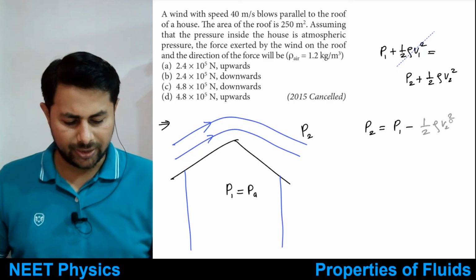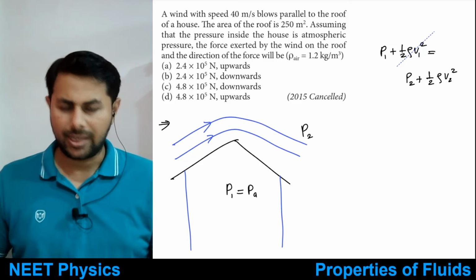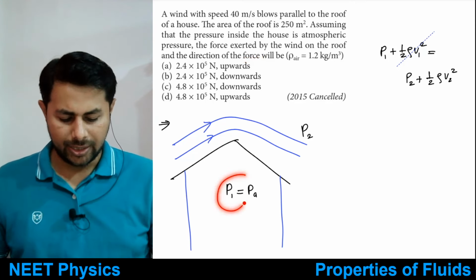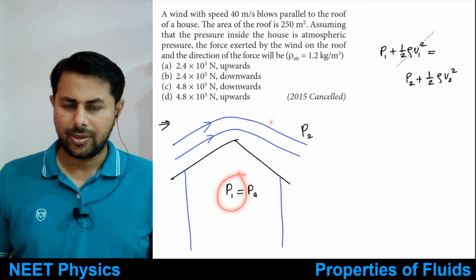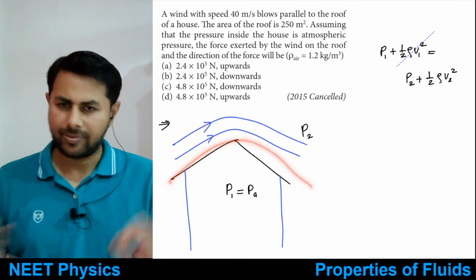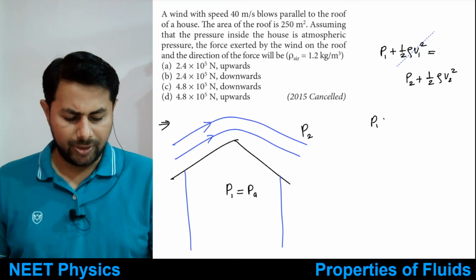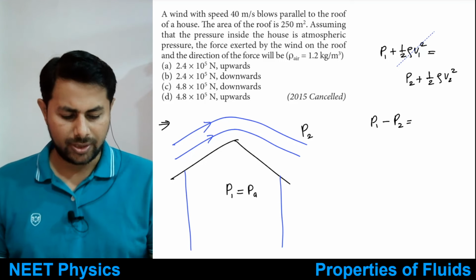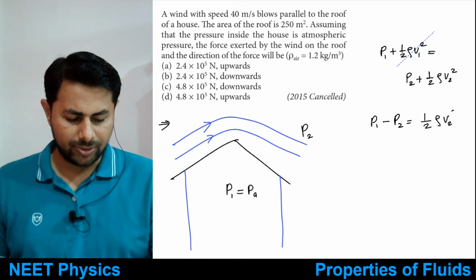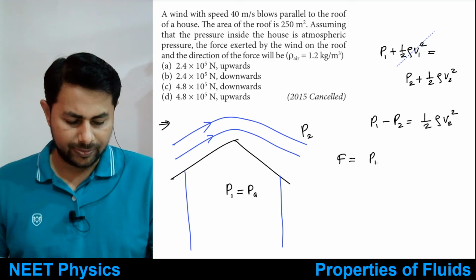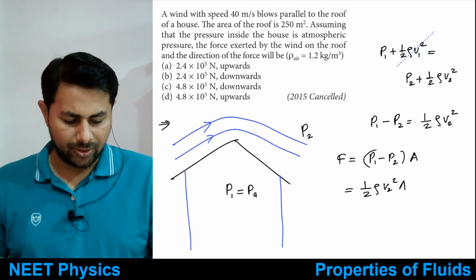But they didn't ask you about the pressure, they are asking about the force, right? So what will be the force? It will be equal to P1 minus P2 multiplied by the area. That's the pressure difference. So P1 minus P2 is half of rho times V2 square. So the force, which is equal to pressure difference multiplied by area, would be equal to half of rho times V2 square multiplied by A, the area of cross section.